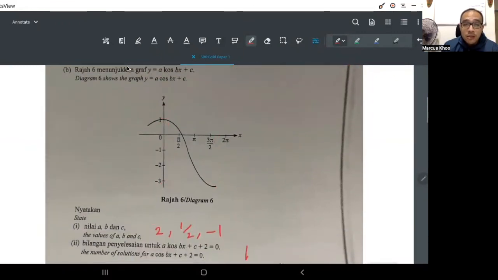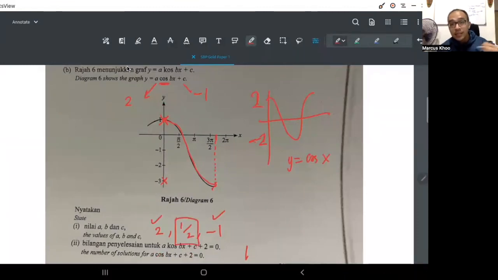The only thing that doesn't make sense to me now is this part that ends in the middle of here. Because the answer is half. Half means in 2 pi, it's only half a cycle. Because the number that is next to the x is how many cycles in 2 pi. For example, cos 2x means in 360 degrees is 2 cycles. That's what it means.